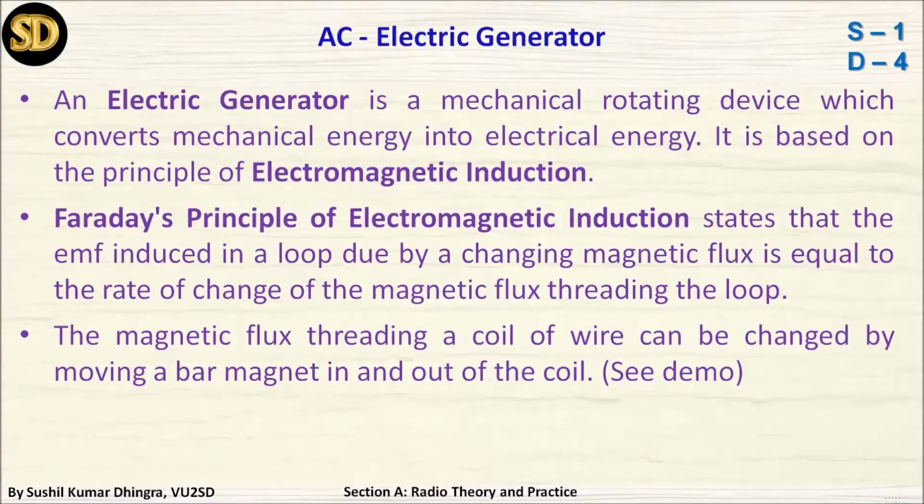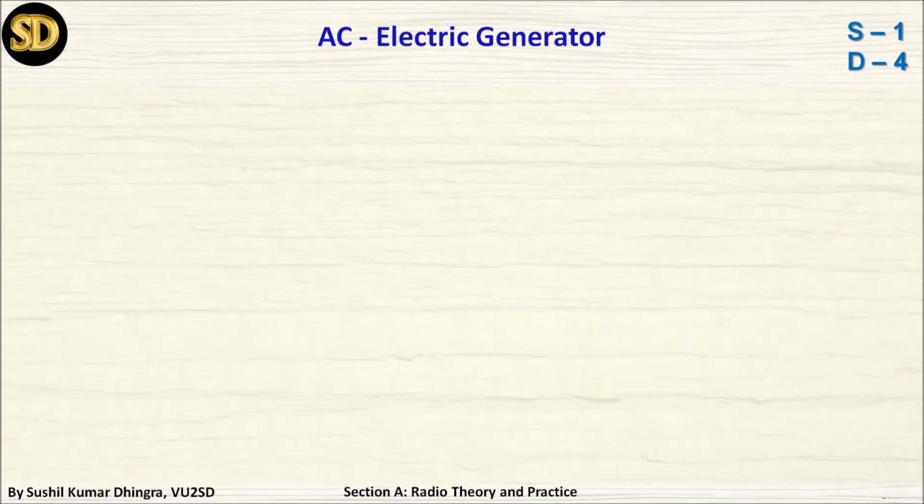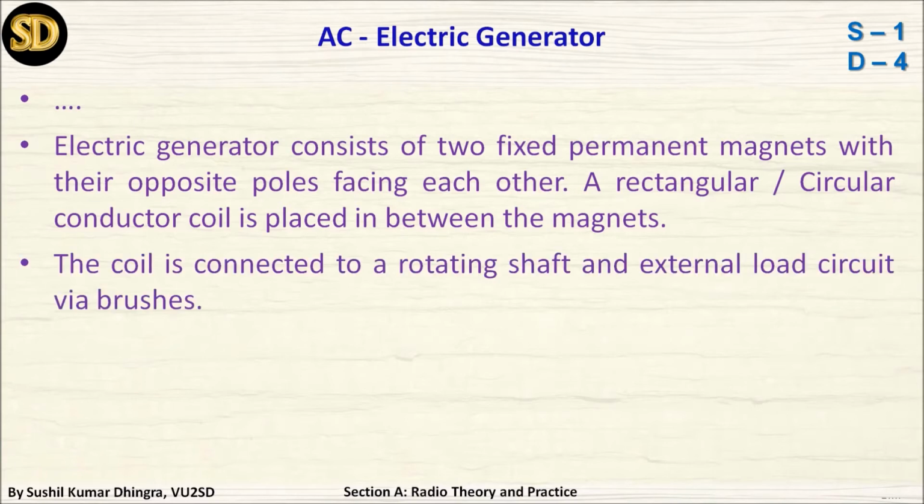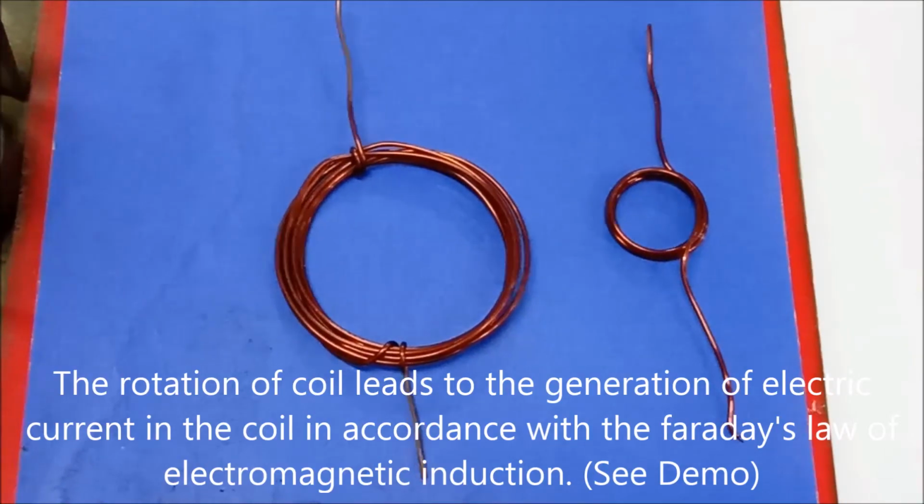AC electric generator, I am continuing here. An electrical generator consists of two fixed permanent magnets with their opposite poles facing each other. A rectangular conductor coil is placed in between the magnets. The coil is connected to a rotating shaft and external load circuit via brushes. Here I am showing an LED. There is a demo, just see this one. It will help you. This is another demo.